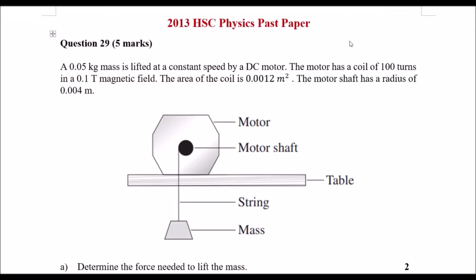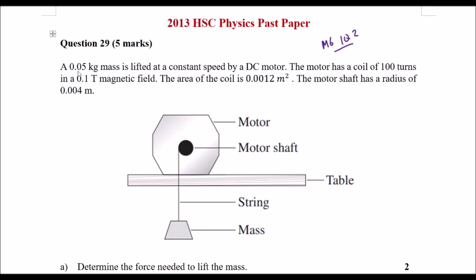Today we're going to explain the exam starting with the 2013 HSC paper, question 29. This is going to relate to Module 6, Inquiry Question 2 on the motor effect. So let's just go through what the question is and how to solve it.